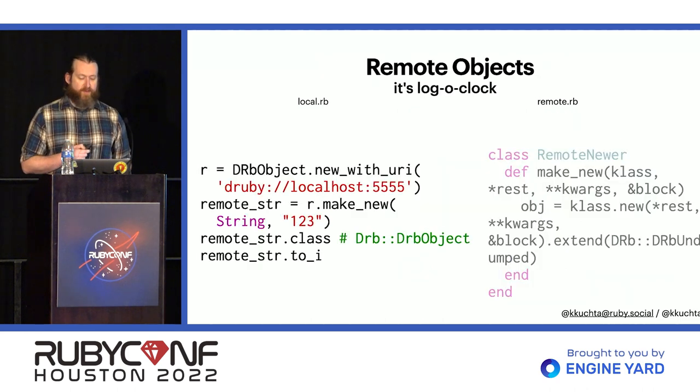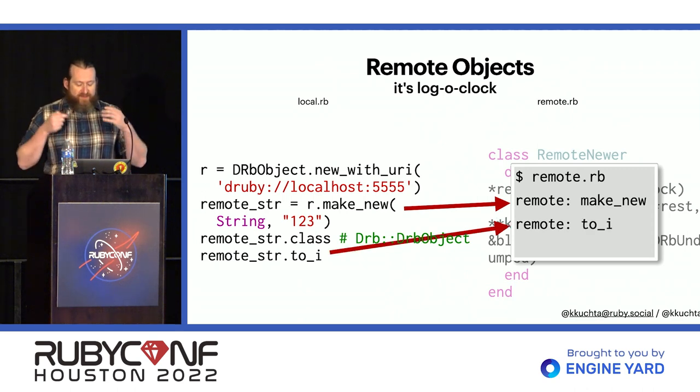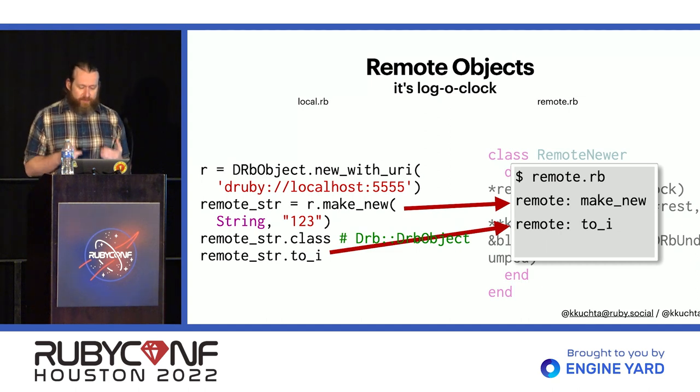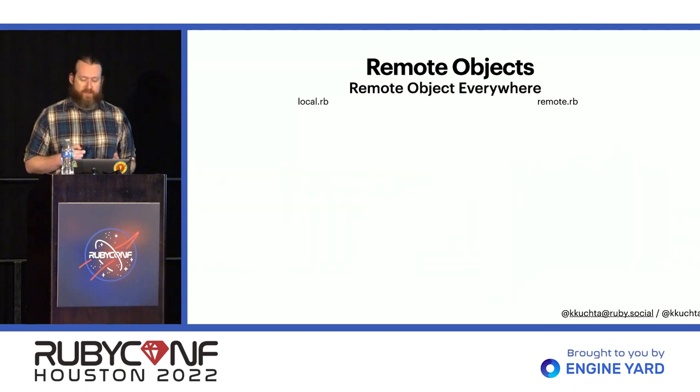So back to our remote new nonsense. We created a remote string. We called to_i on it. Well, let's see what happens. On the remote side, make_new is a proxied method, and so is to_i. to_i did run on the remote server. This little string here, this is a tiny microservice. And so we can already make everything we want be microservices.